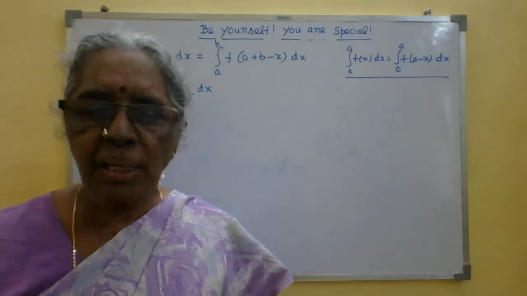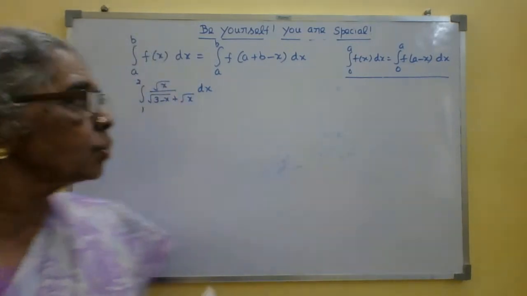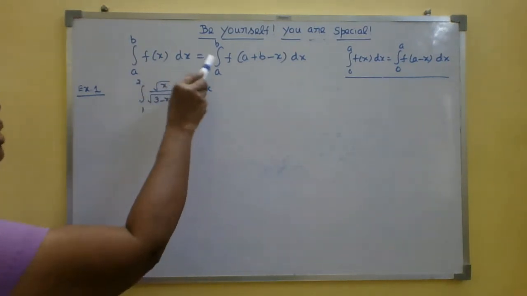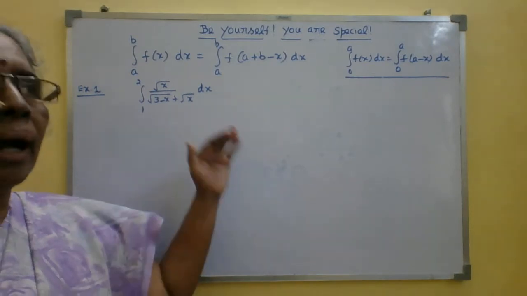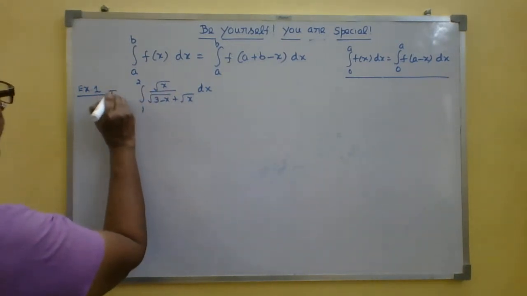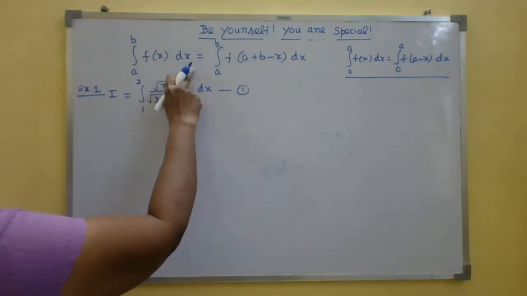What is a plus b? A plus b is 3. A plus b minus x is 3 minus x. So, if you look at the terms, you have a 3 minus x, you have x. So, it looks like you can use this property and you will be able to arrive at the result. Okay. So, now I call this as I, that is equal to, I call this 1. Now, I am going to use this property.